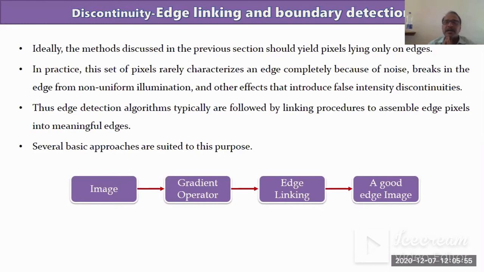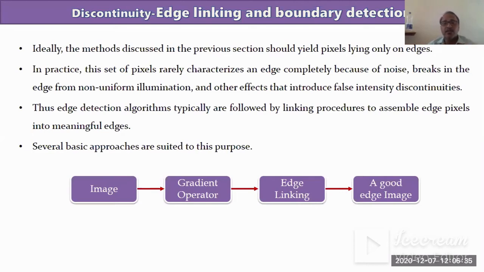Now, next in discontinuity based edge detection, there is another important technique: edge linking and boundary detection. Ideally, the methods discussed in the previous section yield pixels lying on the edges of the image. We discussed this in previous lectures. Point detection, line detection or edge detection, all these points lie on the edge. But in most situations, the edges of the image will not be clear. It has some noise, it has some distortion, so we cannot correctly identify the edge.